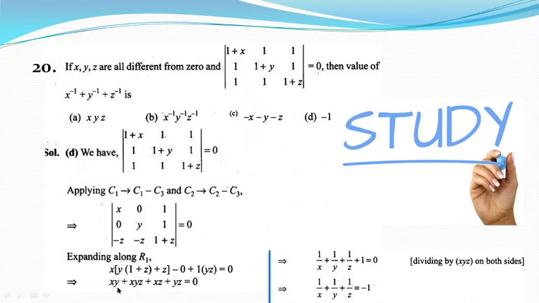So dividing this equation by x, y and z on both sides, we will get 1 by x plus 1 by y plus 1 by z plus 1 equal to 0. And when we shift this plus 1 to the right side, it will be equal to minus 1. And this is nothing but the same thing which is given in the question, x power minus 1 plus y power minus 1 plus z power minus 1. So it is equal to minus 1. Option D is the right option.